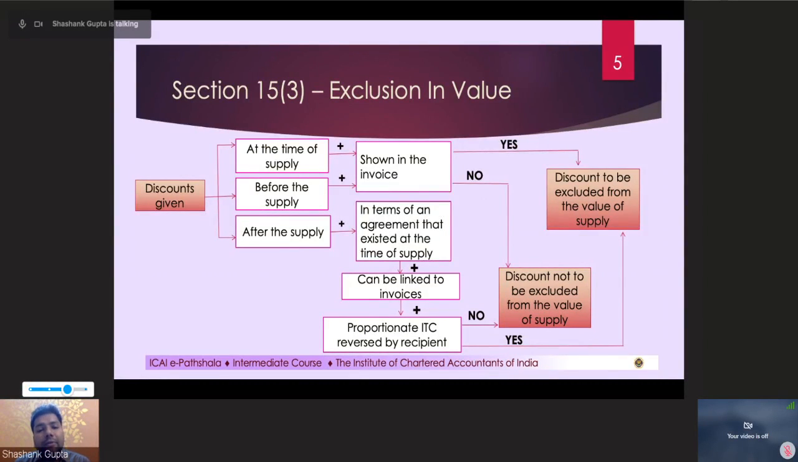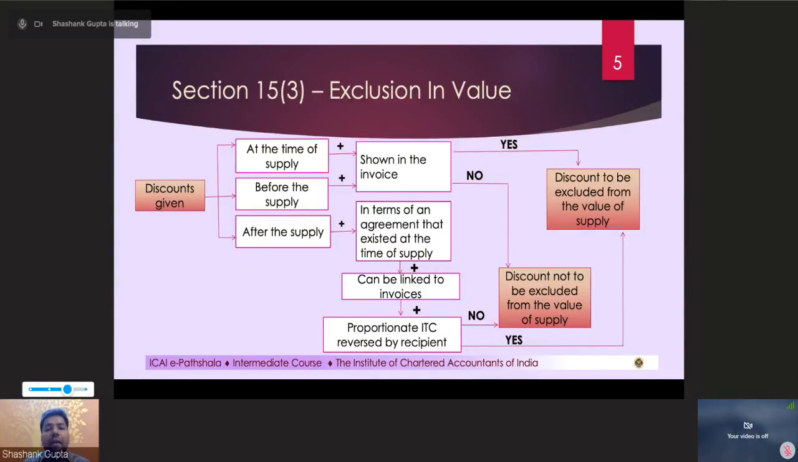Now the discounts, first of all, the first kind of discount which is known at the time of supply. That is, this pen usually is sold for 2,000 rupees, but there is a 200 rupees discount, 10% discount. So it is known at the time of supply. Shown in the invoice, that is, in the invoice 2,000 rupees has been written as the MRP, less 10% discount 200 rupees, net taxable value 1,800 rupees.